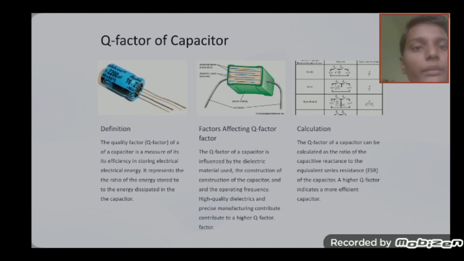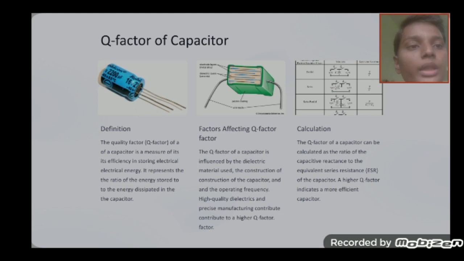Q factor of a capacitor. Definition. The quality factor of a capacitor is a measure of its efficiency in storing electrical energy. It represents the ratio of the energy stored to the energy dissipated in the capacitor. Factors affecting Q factor. The Q factor of a capacitor is influenced by the dielectric material used, the construction of the capacitor, and the operating frequency. High quality dielectrics and precise manufacturing contribute to a higher Q factor.